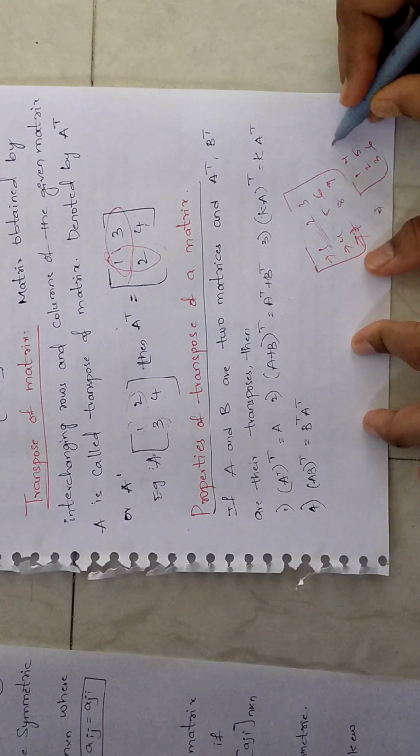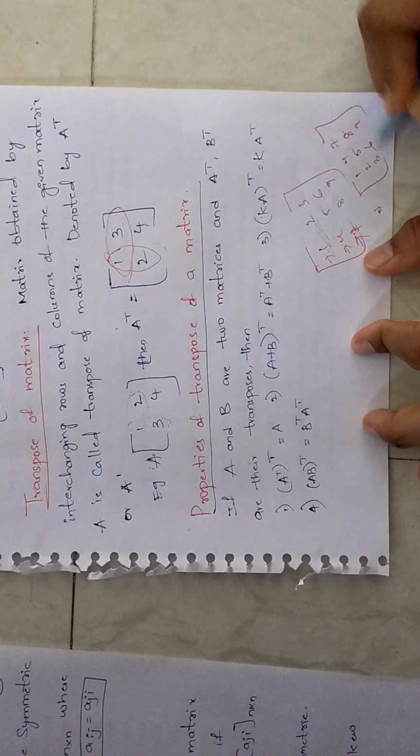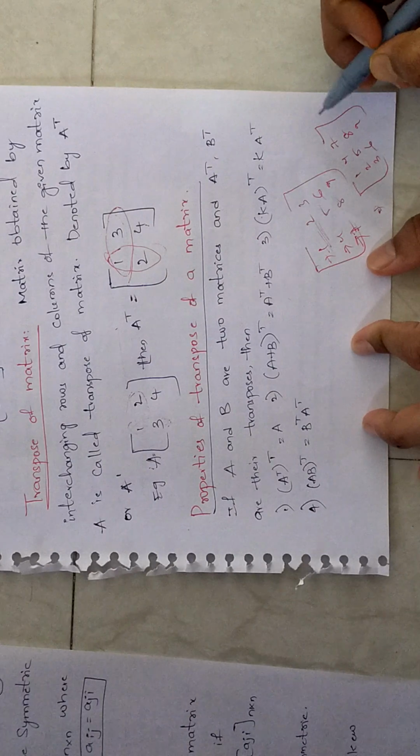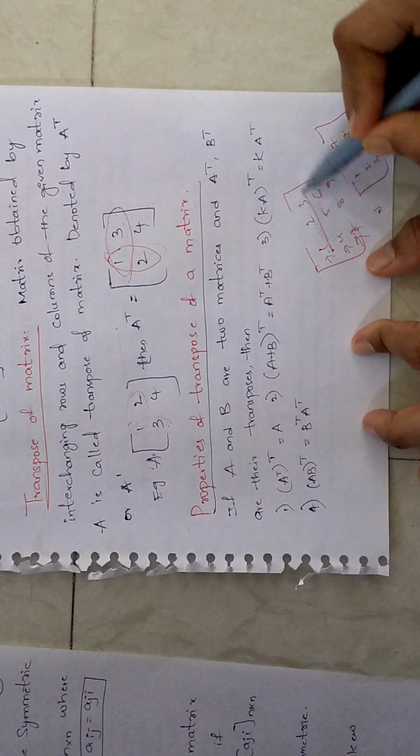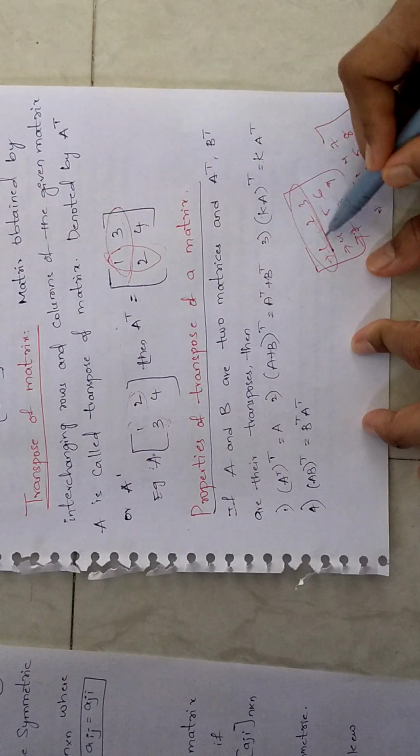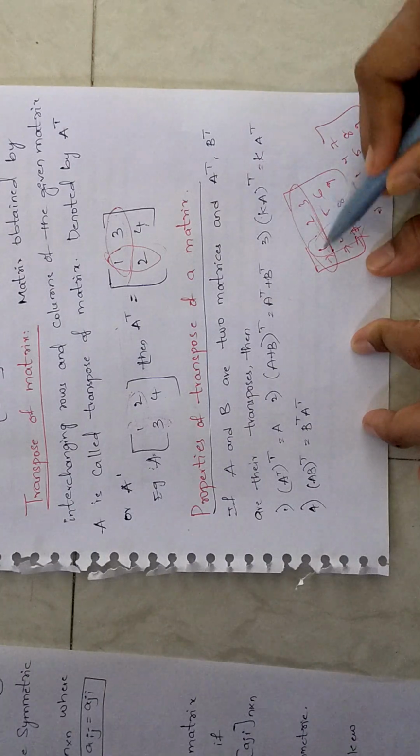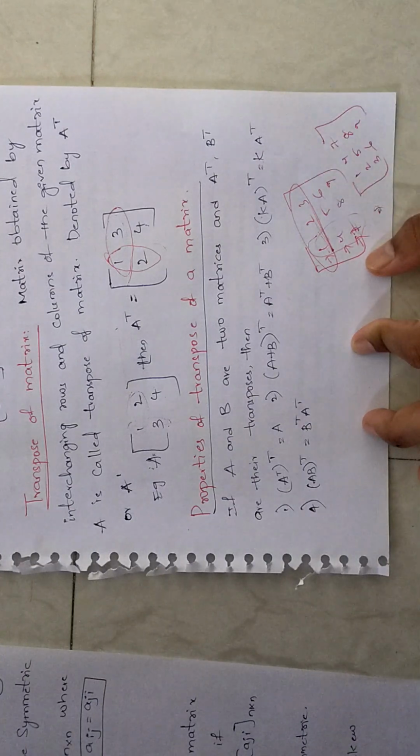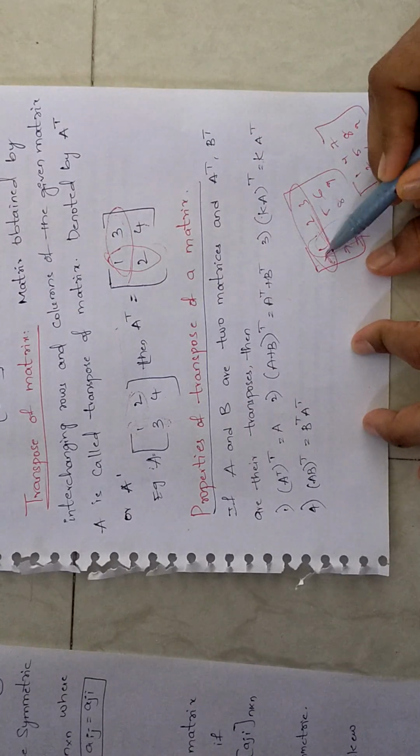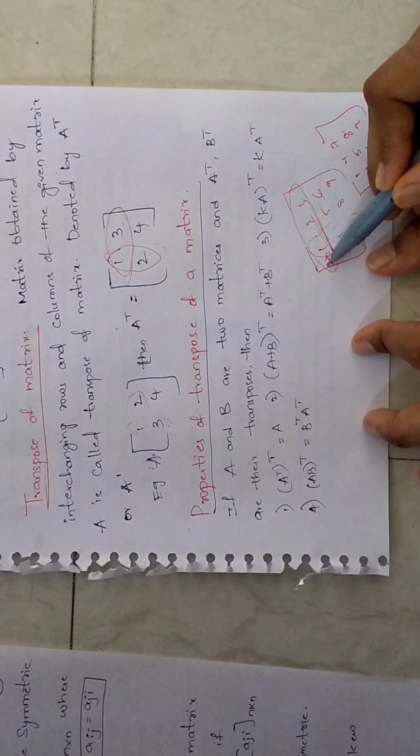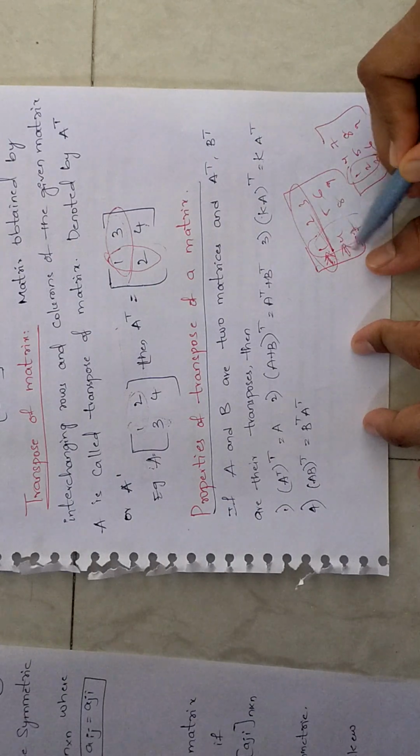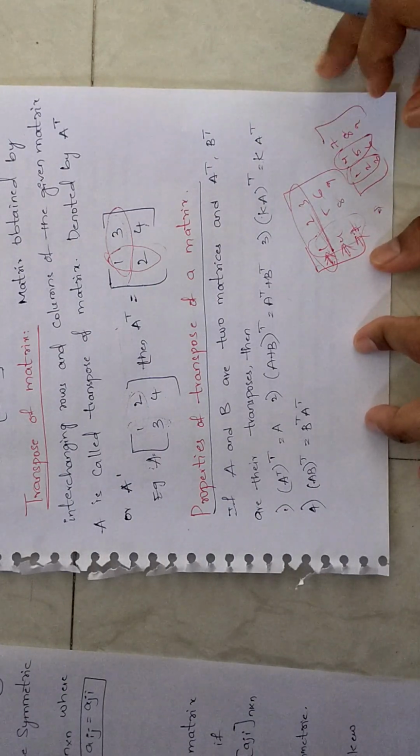I'll take the third row and write it as a column again. So this is the interchange; the columns will be automatically adjusted. Take only one thing: I'll always take rows. If I take the first row, I'll write it as the first column. I'll take the second row and write it as the second column. That way will be easier.